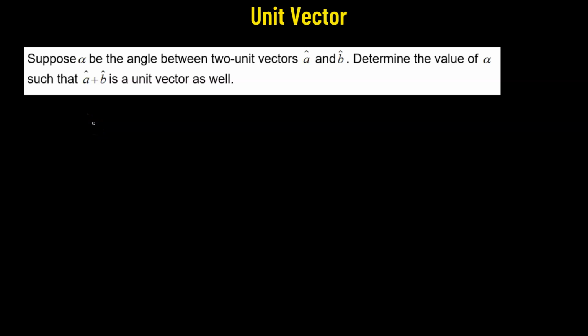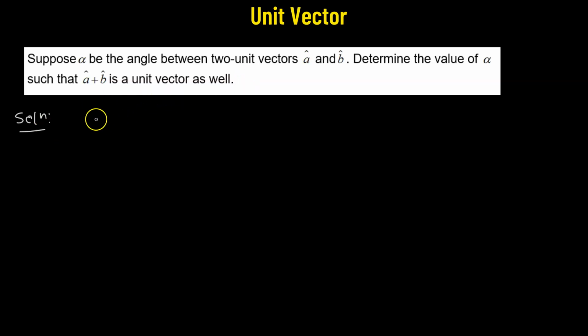So here we have in this problem an angle alpha between two unit vectors a and b, and we have to find the value of this angle alpha provided a cap plus b cap, the sum of the two unit vectors, is also a unit vector. Fine. So let's first note down whatever we have in hand.